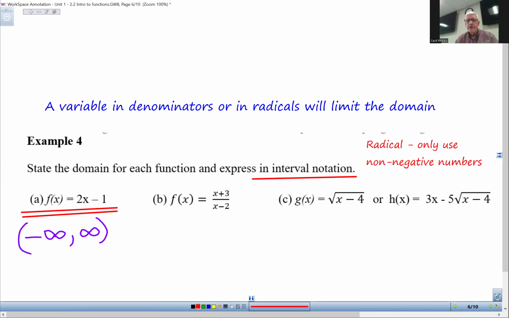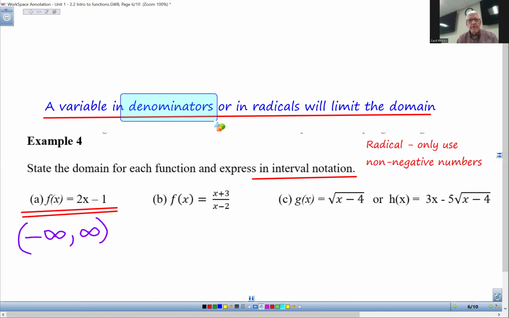Okay, our other two examples, you can see one's a fraction, the other one has some radicals. And if you look up here at the top, you probably want to add this to your notes, very important. A variable in the denominator or in the radical will limit the domain. So those are the two main things we're looking for. Is there a variable in the denominator, if there's a fraction, or in the radical, if we have a radical? Those things will limit the domain.